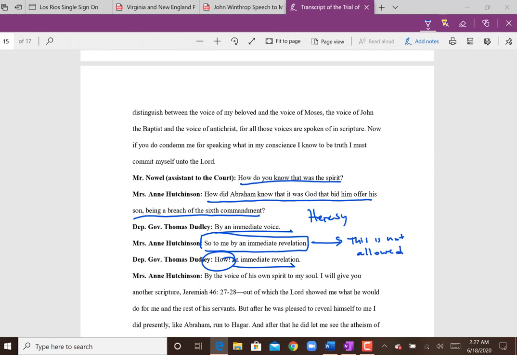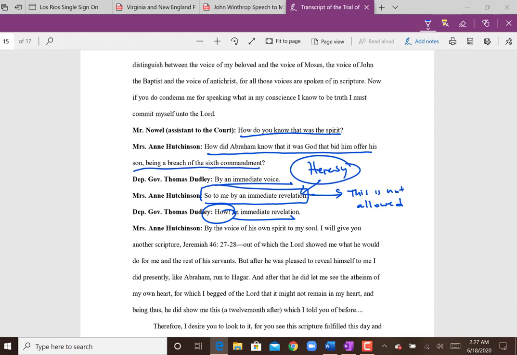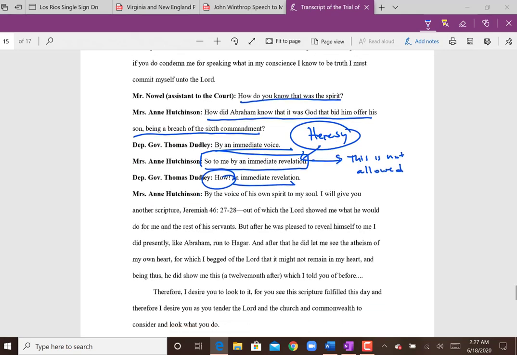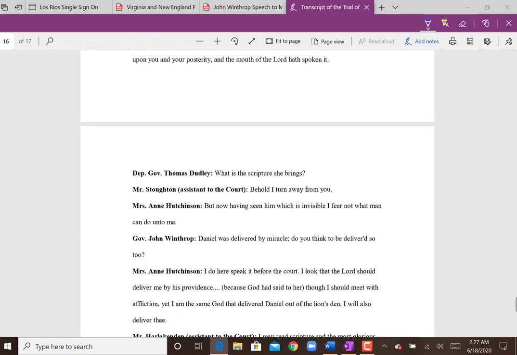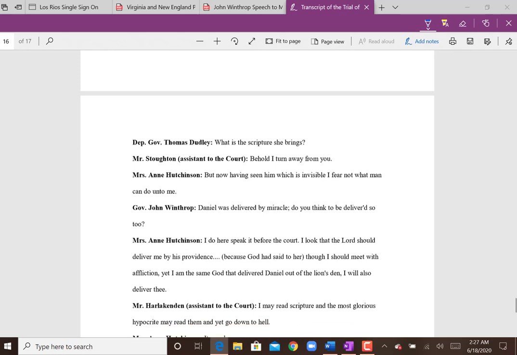At the beginning, it says in the introduction that she ended up being charged with heresy. She's charged with heresy because of an immediate revelation. They could not make those other ones stick, the four other things they were throwing out at her. Those weren't actual charges, but they stick this one because this is absolutely not allowed in Puritan society. The religious belief said that God does not speak directly to people. Conversion experiences weren't God speaking to you; it was His presence you were feeling. But God didn't speak in your head. And then she finishes with that, and they say, "Behold, I turn away from you."